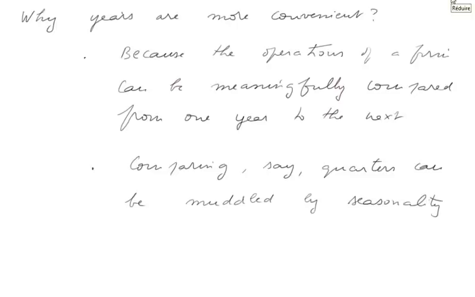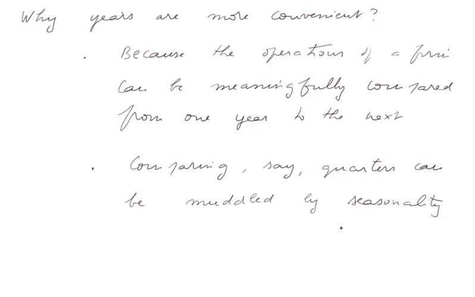Why are years more convenient accounting periods than other things? Well, because the operations of a firm can be meaningfully compared then from one year to the next, whereas comparing, say, quarters to quarters can be muddled by seasonality. There are some quarters for some activities, some quarters are weak and some quarters are full of activities, and comparing the two would not be meaningful.